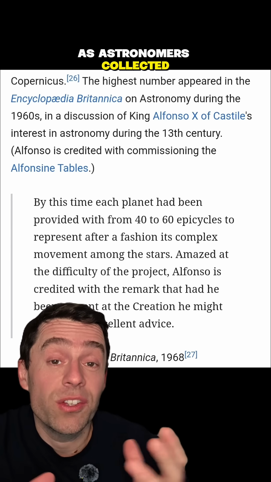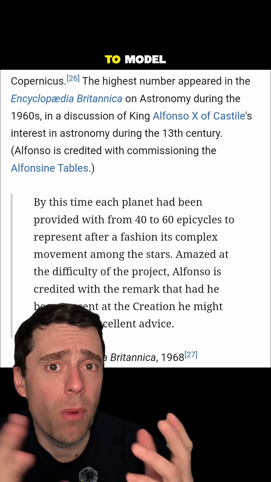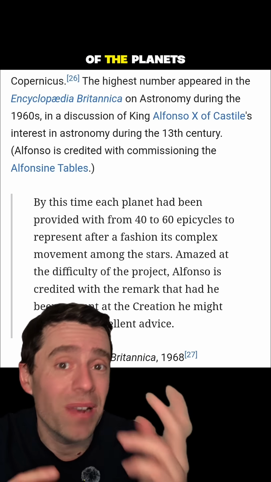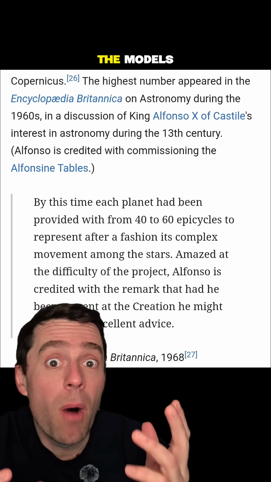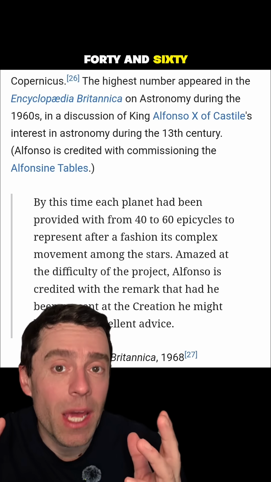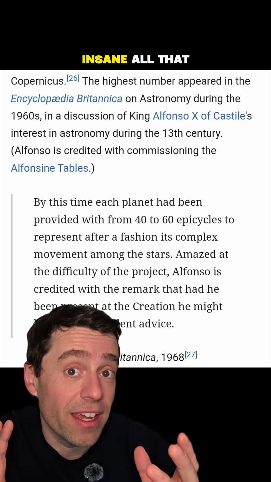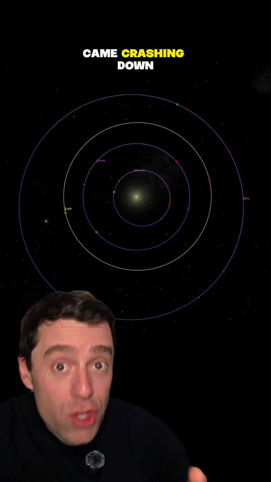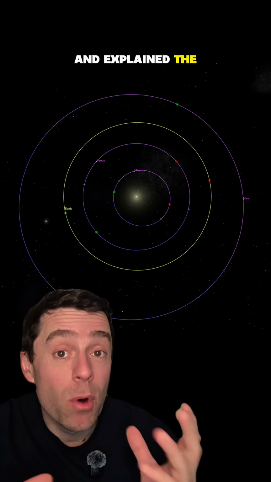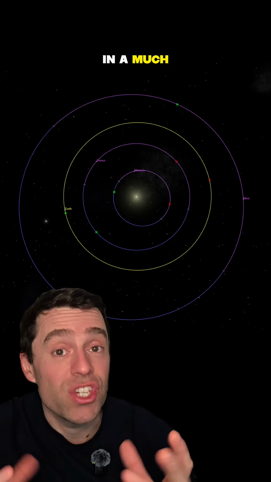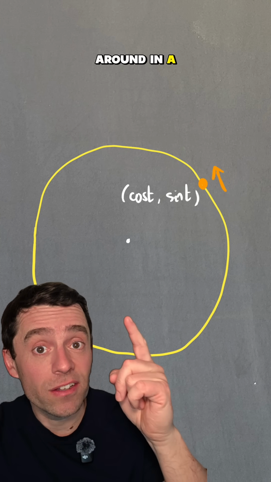As astronomers collected more data, they used more and more epicycles to model the actual motion of the planets in the night sky, to the point that by the 16th century, the models used something between 40 and 60 epicycles to model the motion of one planet, which was just insane. All that came crashing down when the heliocentric system came around and explained the motion of the planets in a much easier way.